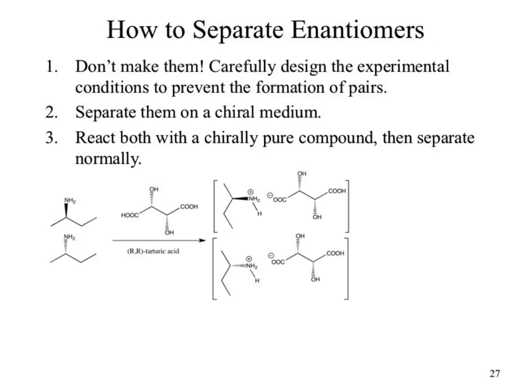React both with a chirally pure compound and then just separate. Okay? 3 is just a fancy version of 2. 2 is saying don't actually make any bonds, don't do any chemistry, just kind of separate them. Okay? How do I distinguish left-handed scissors from right-handed scissors? Well, I take a right-handed person and I give them a pair of scissors.